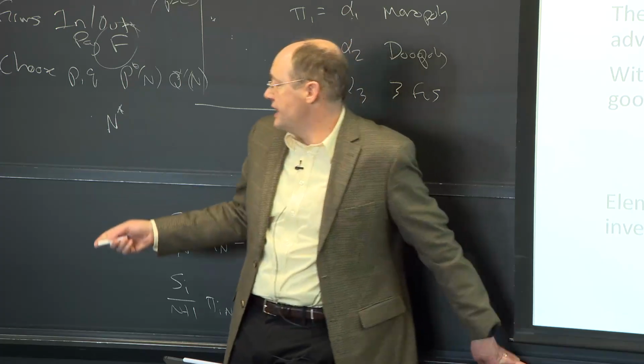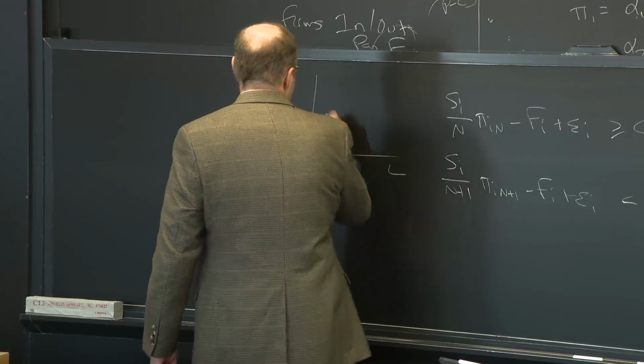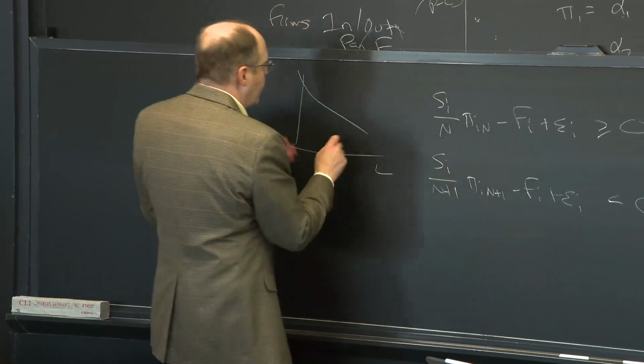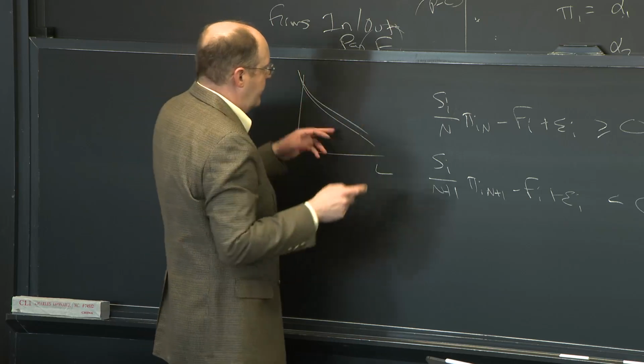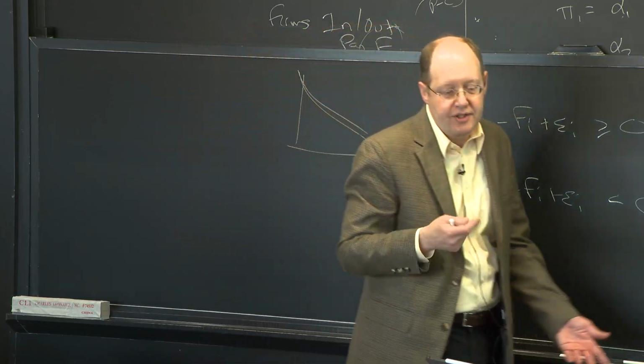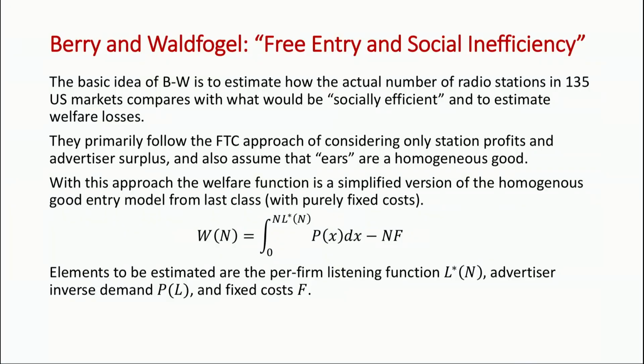There's just a downward sloping demand curve: the more listeners you have, or the more commercial slots you have to sell, the lower is the price per commercial slot, and that's how that market's going to work. Anyway, what's also good here is they have purely fixed costs and no marginal costs of producing listeners. So you get an even simpler welfare function than what I talked about before.